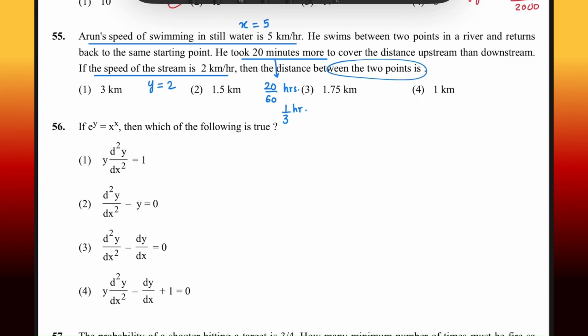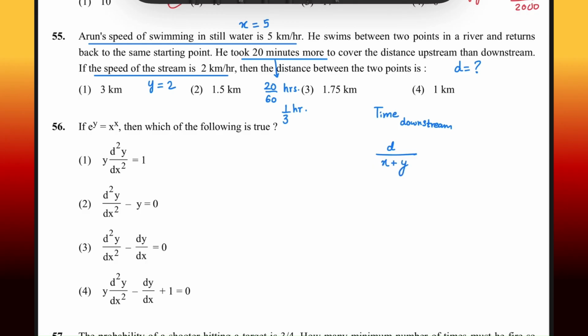What is the distance between 2 points? So let the distance be d. So here distance is missing. So what is the time calculated when you're going downstream? Okay, so time calculated in downstream is given by distance upon speed. What is the speed of downstream? It is x plus y.